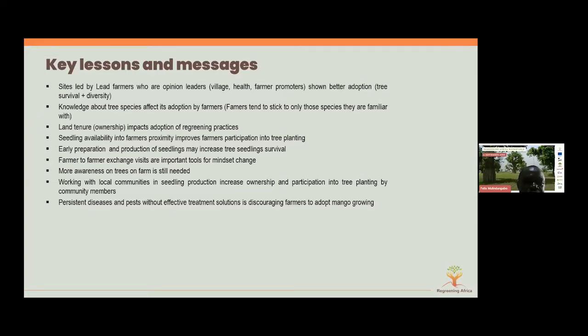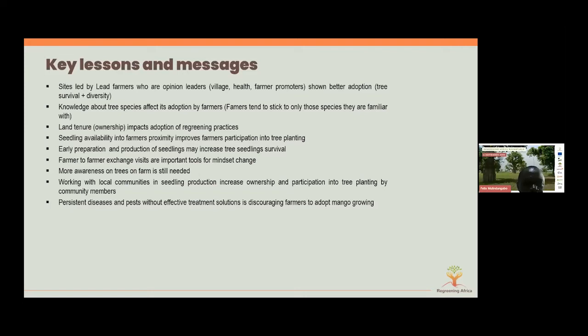Land tenure also impacts the adoption of greening practices, because those households that use land as rental do not tend to adopt restoration as much as their owners. So seedling availability and proximity to farmers also improves farmer participation in tree planting. Early preparation and production of seedlings may increase the tree seedling survival.